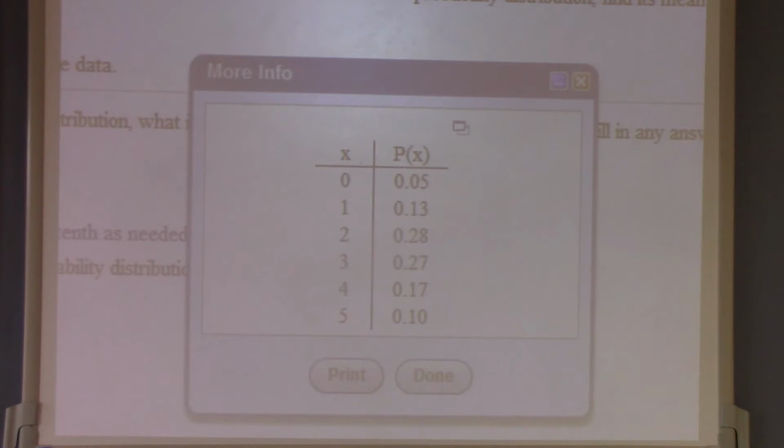There you go. They already have done the binomial distribution for you, so you don't have to do that much. The directions say find the mean and standard deviation, so chances are they're going to ask you if something's unusual or not.